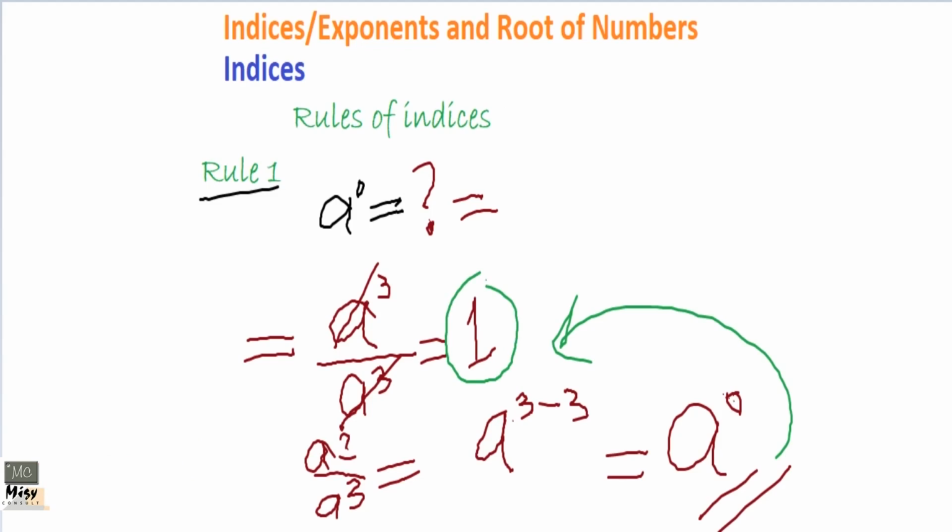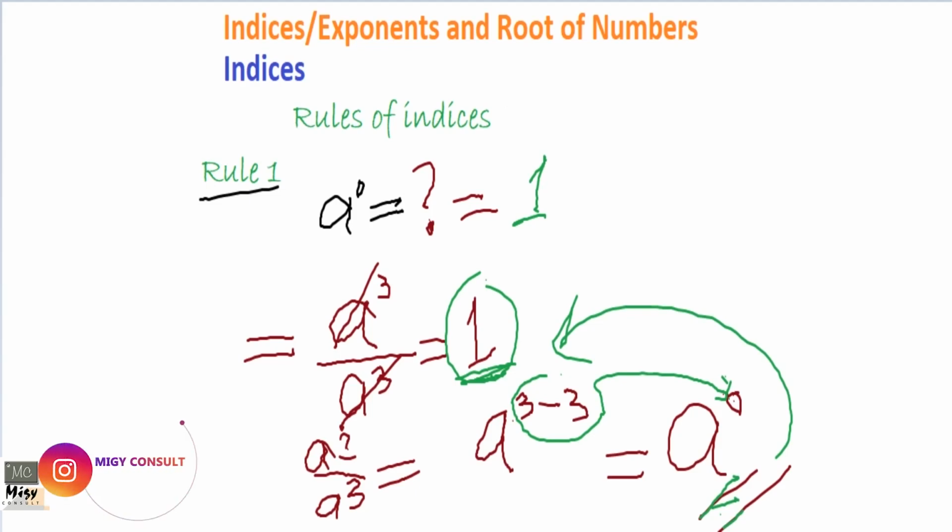So a raised to the power 0 is the same as 1. Any number, any letter, any expression raised to the power 0 equals 1.